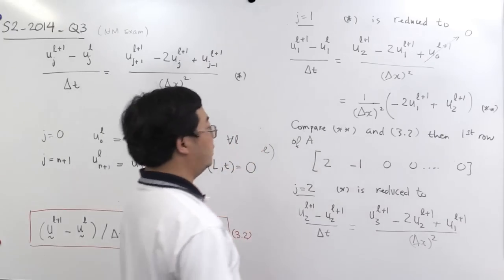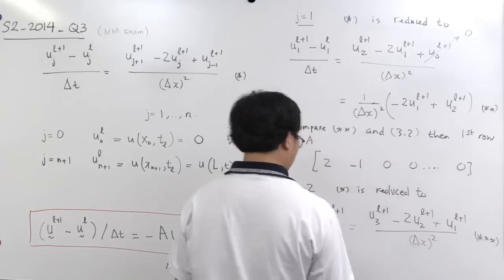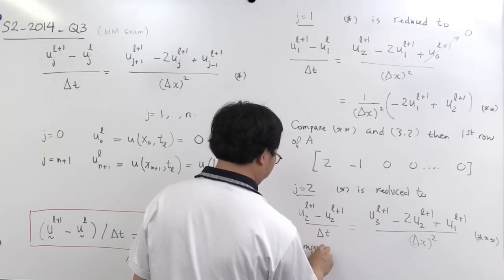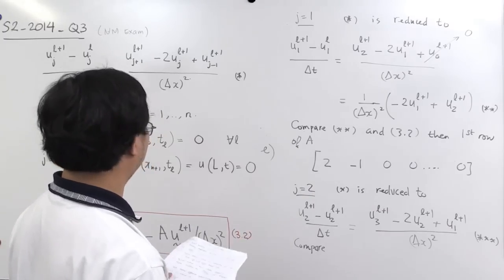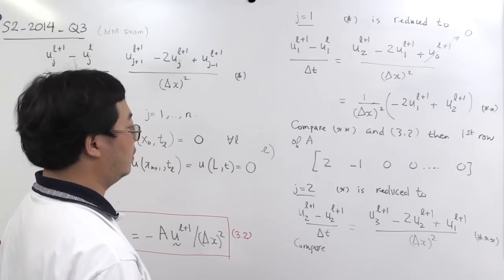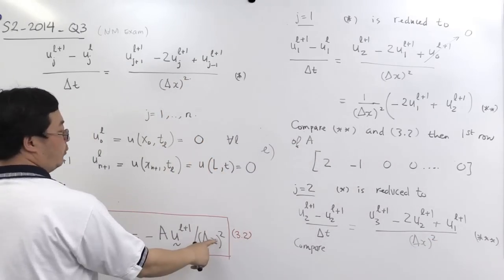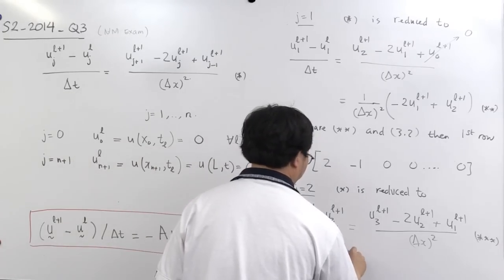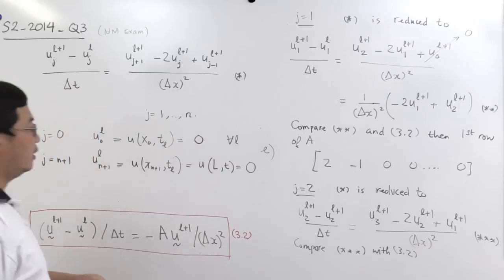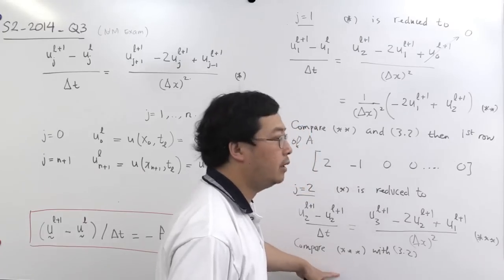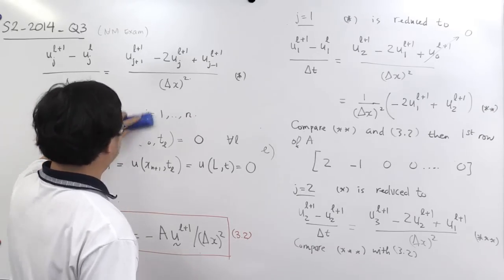Okay. So again, we use the same trick. Say this one is triple star, so you compare triple star with 3.2, and then you get the second row of the matrix A. I'm sorry because this one is not easy to see, so I just go a bit up. I want to erase this.